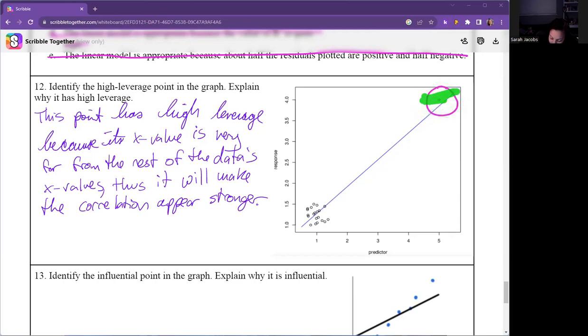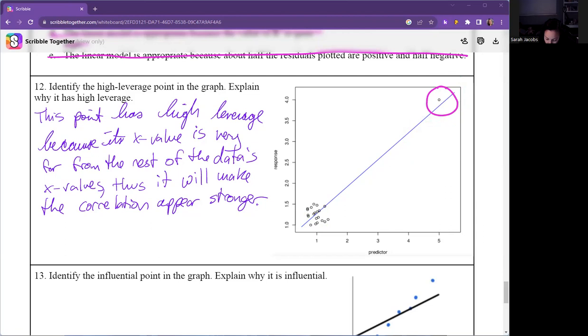If we took this point out, these are way more all over the place, right? It would be way harder to even tell if that should be a positive or a negative slope, right? We could see a negative line in here, a positive line in here. So this point is really punching above its weight.